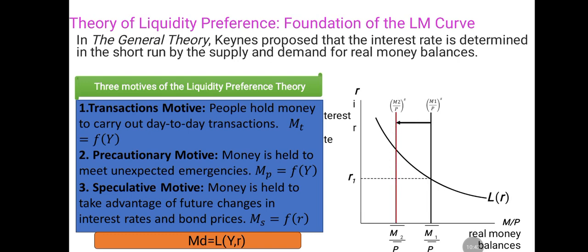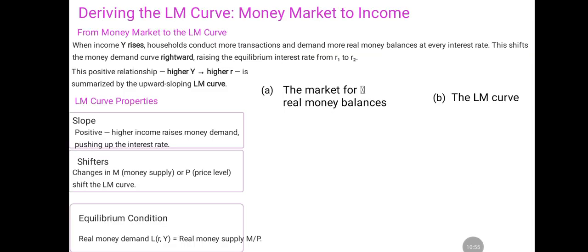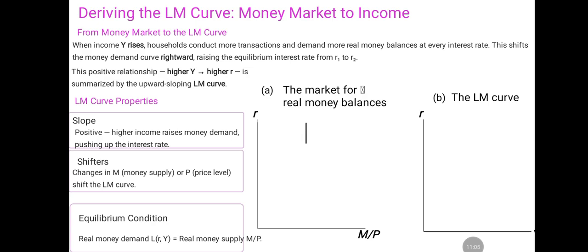And in this curve, for example, if the money supply declines from M1 to M2, the interest rate increases from R1 to R2. So in this way we can derive the LM curve by using the liquidity preference theory.